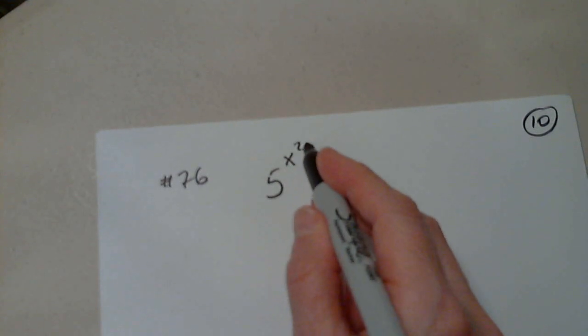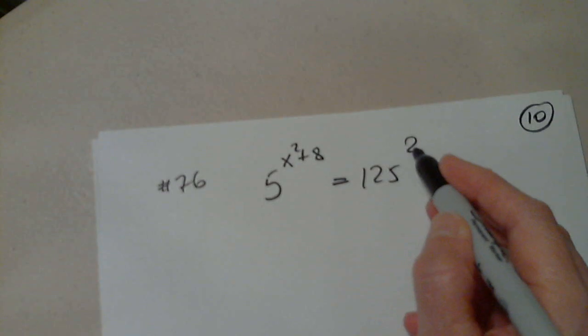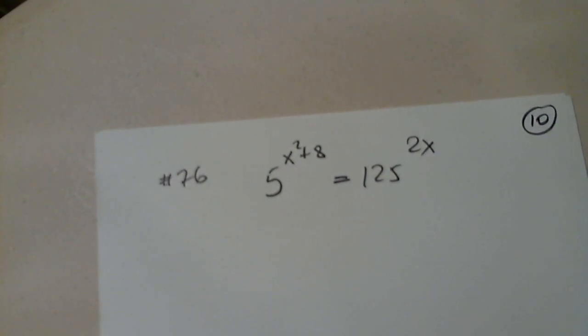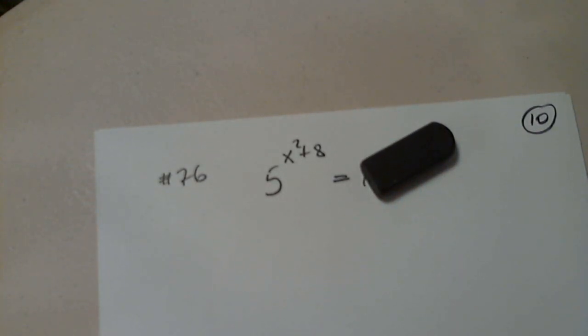Okay, so we have the first one, which is number 76. 5 raised to x squared plus 8 equals 125 raised to 2x. Okay. Notice that the left-hand side cannot be simplified or changed into any expression. It is what it is.